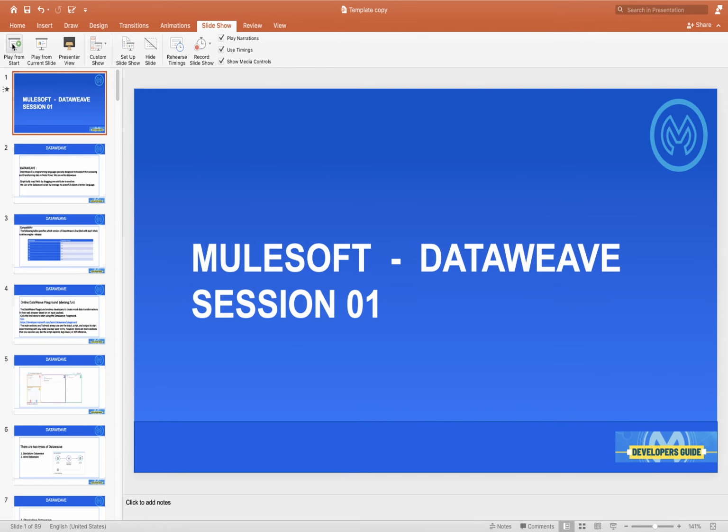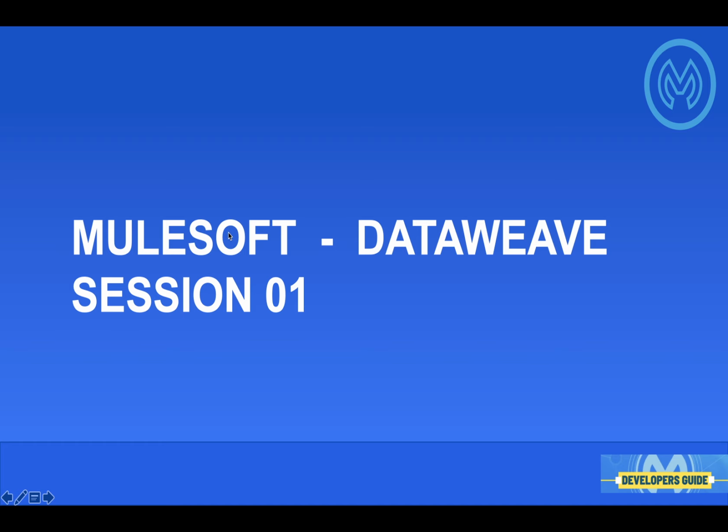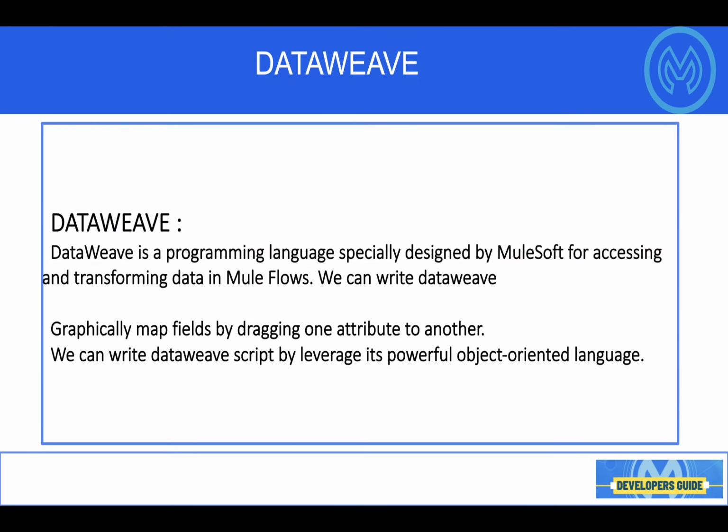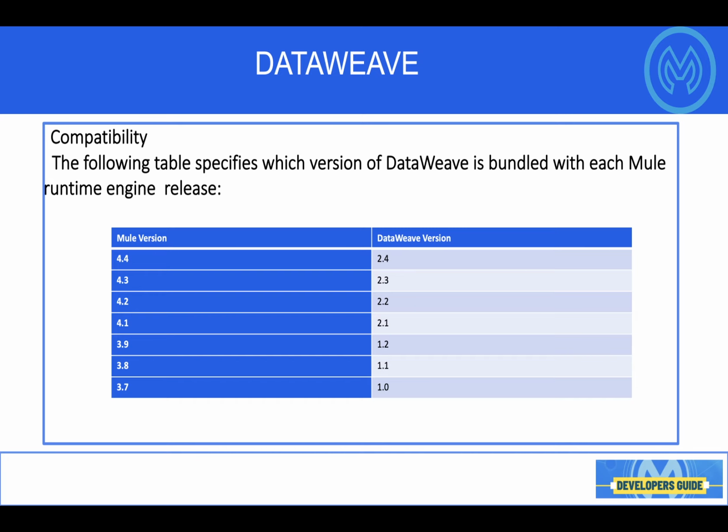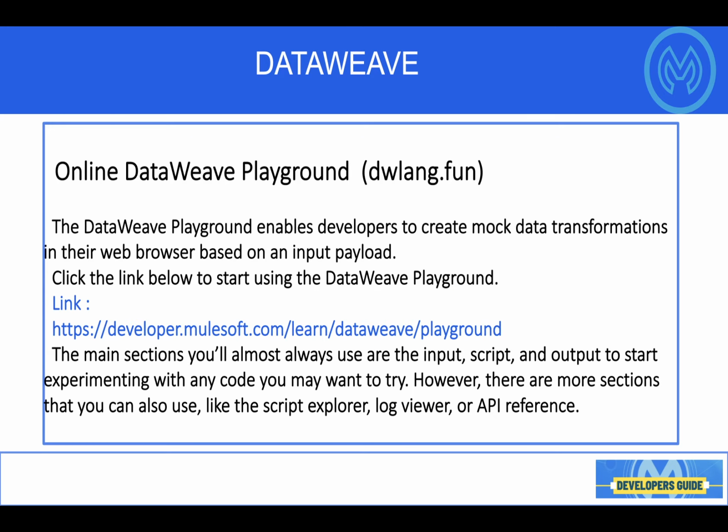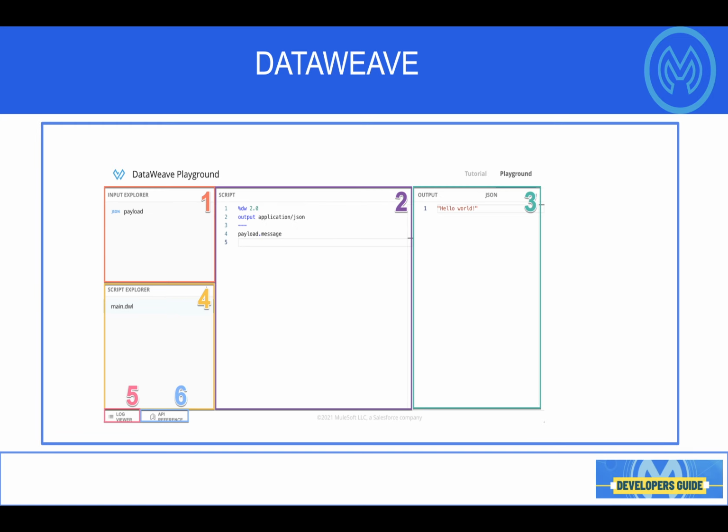Okay, so today I will first do a small recap of what we did, and then we'll move to the new topic. Yesterday we discussed DataWeave, what DataWeave is and what versions we have. Then we went through how to use the DataWeave Playground, where you pass the input, where you write the DataWeave script, and then where you get the output.